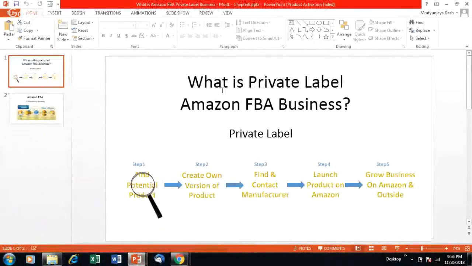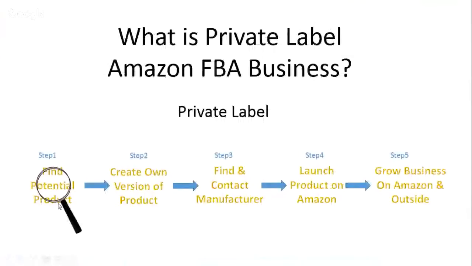So coming here, what is that private label? I'm just going into detail here. As I said, step one is to find a potential product. Step two, create your own version of the product. Step three, find and contact the manufacturer. Step four is launch the product, and step five, grow your business on Amazon and outside.